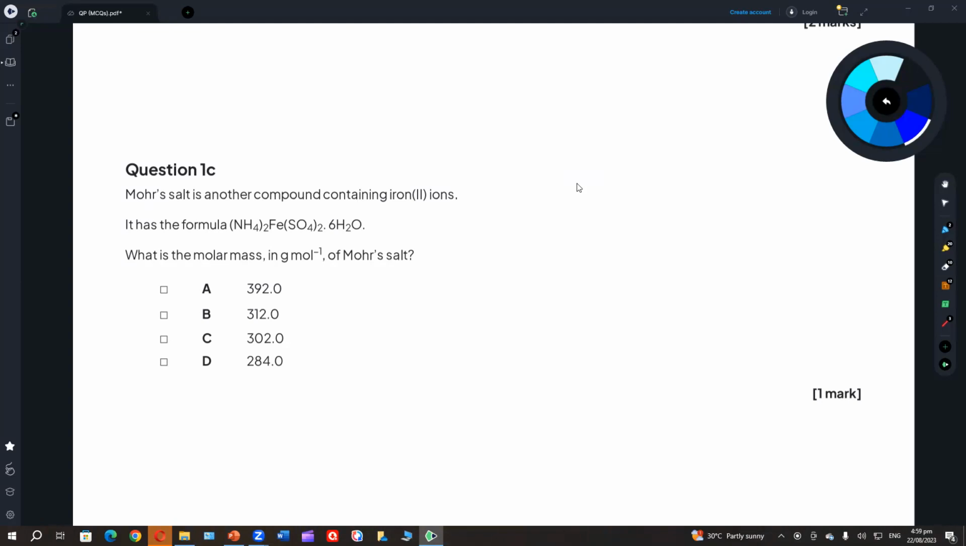I was getting the wrong answer, but then I found out. What is the molar mass of Mohr's salt? Did you add water also at the end, right? Yes, I did. That's 108 at the end. But there are 6 water molecules also, right? Yeah, so that's 108. If you subtract that, you get 204, which would be D.